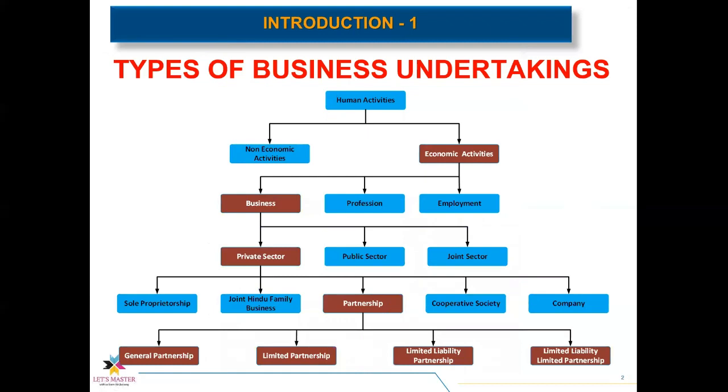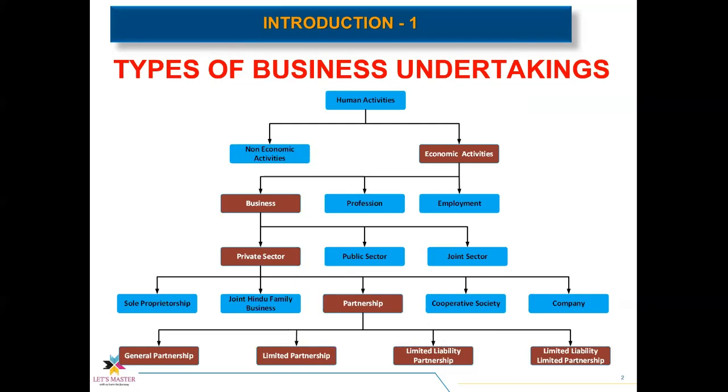So if we talk about types of business undertakings for our understanding, this slide presents a brief overview of what are the different types of business undertakings in India and in which category they fall. To begin with, human activities can be broadly classified into 2 categories, that is non-economic activities and economic activities. The economic activities can be further subdivided into 3 categories, that is business, profession, and employment.